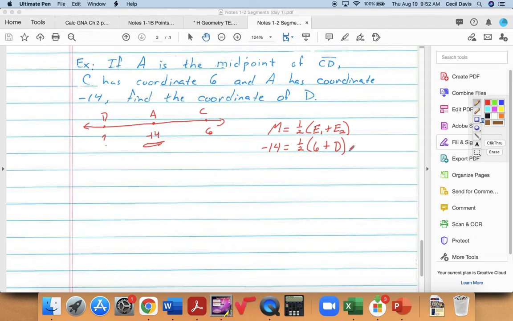From here, there are two different ways you can go. I'm going to show you both. One way would be to distribute the 1/2. It's not usually the way I do it, but it's okay if that's the way you do it. It would be negative 14 equals 1/2 times 6 is 3, plus, you have to multiply the half times the D also, so plus half of D. Now it's just solving the algebra problem. So I'll subtract 3 from both sides. I'll have negative 17 is equal to half of D.